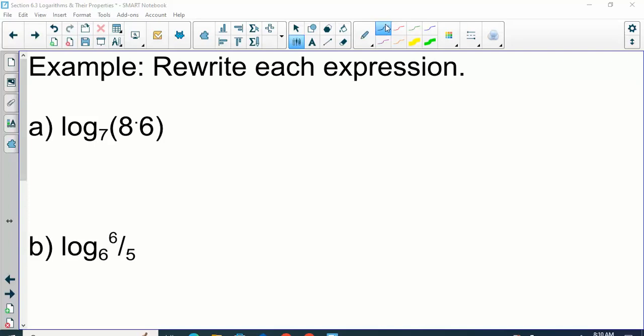A lot of times I might say to expand or condense. Here I tell you to expand. We want to take this and break apart these logs. So if I have the log of things being multiplied, yesterday what did we say we could do with that? Add the individual logs. So each one gets the log base 7.